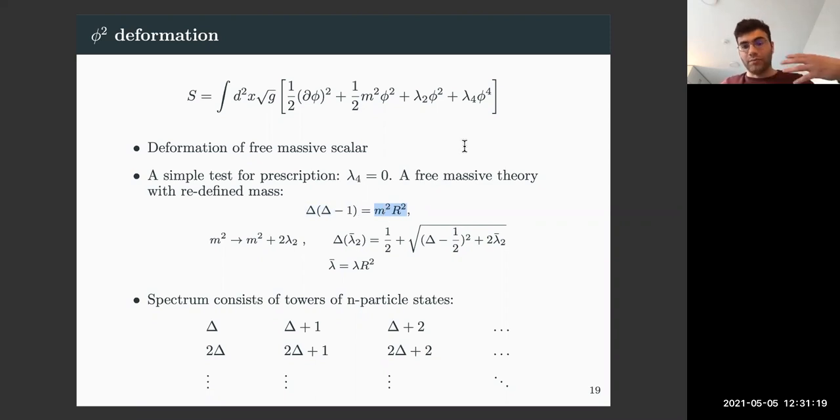Then as we deform by phi squared with lambda 2, we redefine the mass, and the spectrum again will be the same. It would be a one-particle state, two-particle state, three-particle state, each having dimension delta, two delta, and so on, with the towers of descendants on top of them. So that's what our spectrum will look like now, with the redefined delta that is coming from this relation here. And lambda bar here is just lambda times r squared.